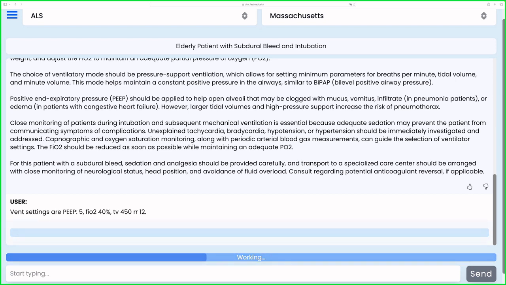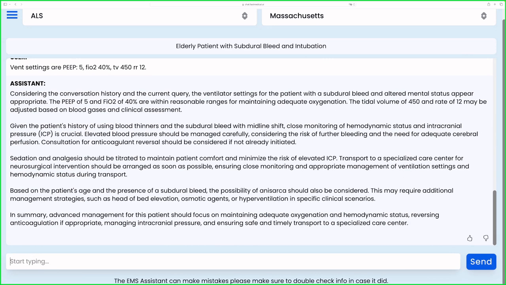Pretty confident it's going to come up with the most current best medical practices, and it has. It's really good. All right, let's do it. Considering the conversation history, we're just going to get another synopsis.